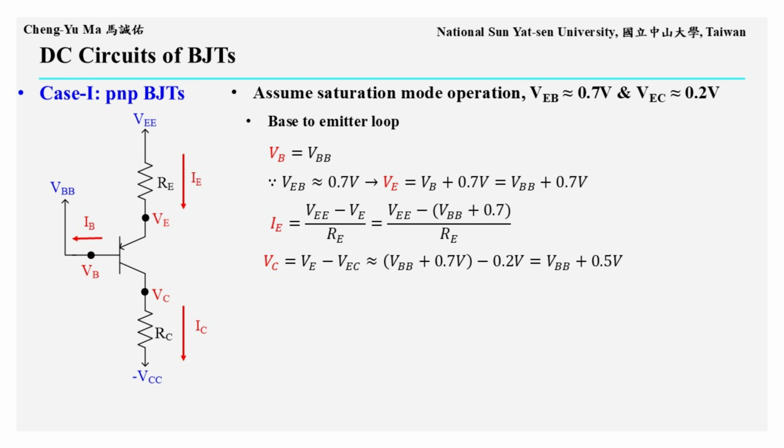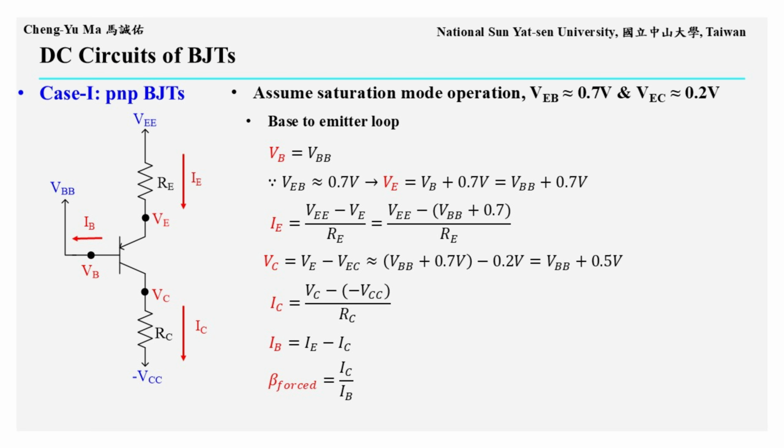After VE is found, we use the saturation mode approximation VEC equal to 0.2 volts. Therefore, VC equals VE minus VEC. This is approximately VBB plus 0.7 volts minus 0.2 volts, which equals VBB plus 0.5 volts.